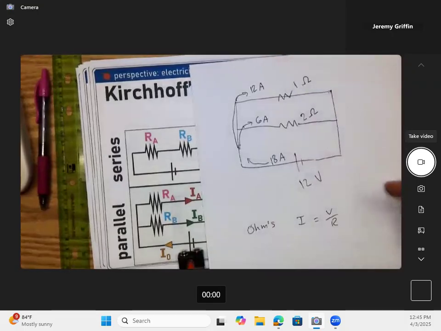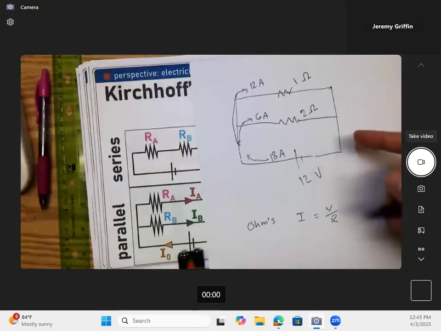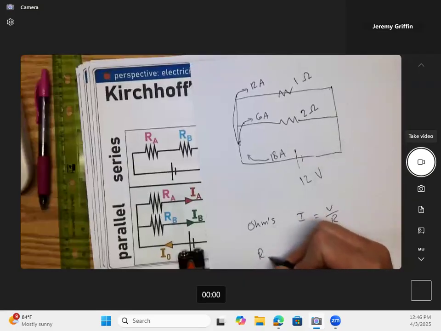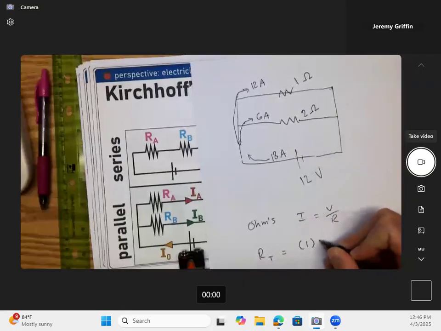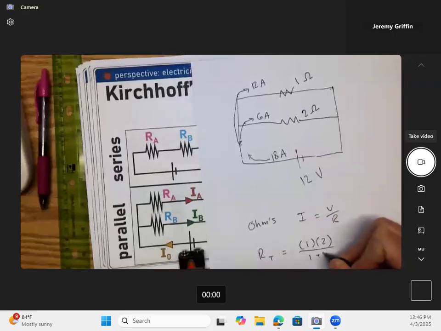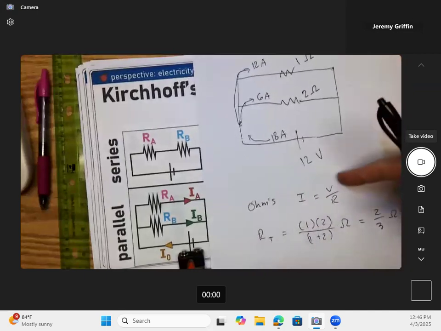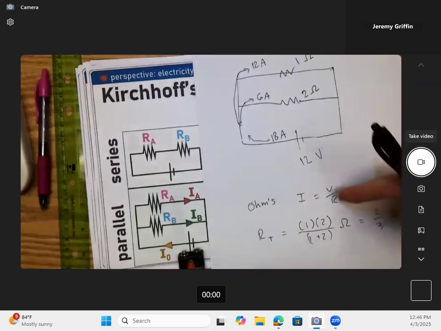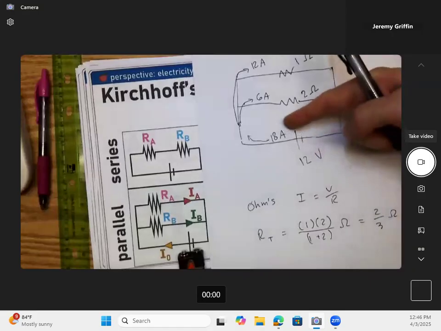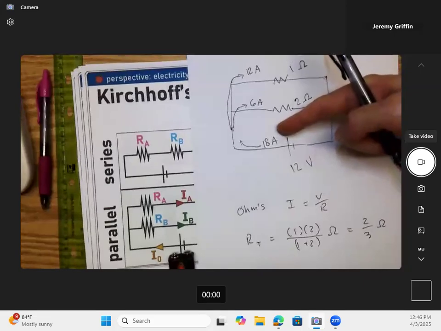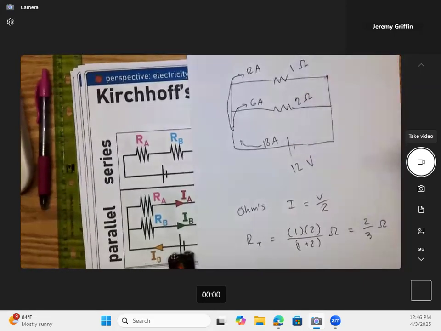Okay. Or there's another way we could have solved this too. We could have said the total resistance is product over sum of 1 and 2. 1 times 2 over 1 plus 2 ohms. That'd be what, 2/3 of an ohm. And then done Ohm's law. Guys, what is 12 divided by 2/3? That's 12 times 3 halves, which is 18. That's a different way you could have got this too. It's a different way of looking at it. Okay.